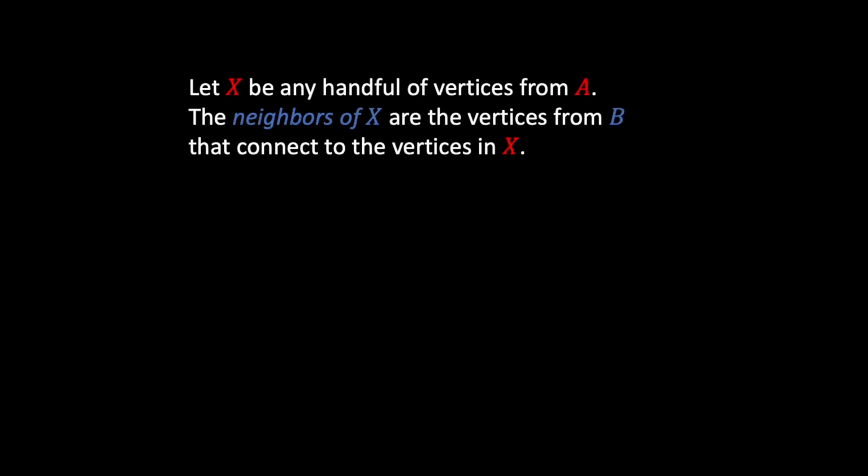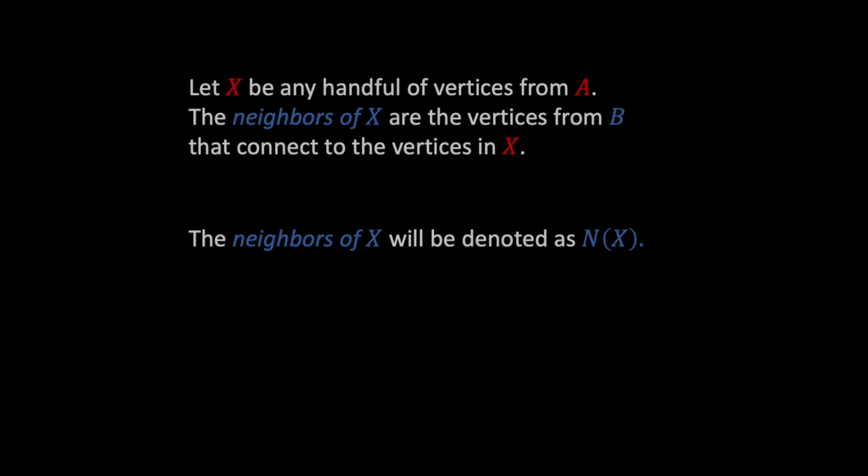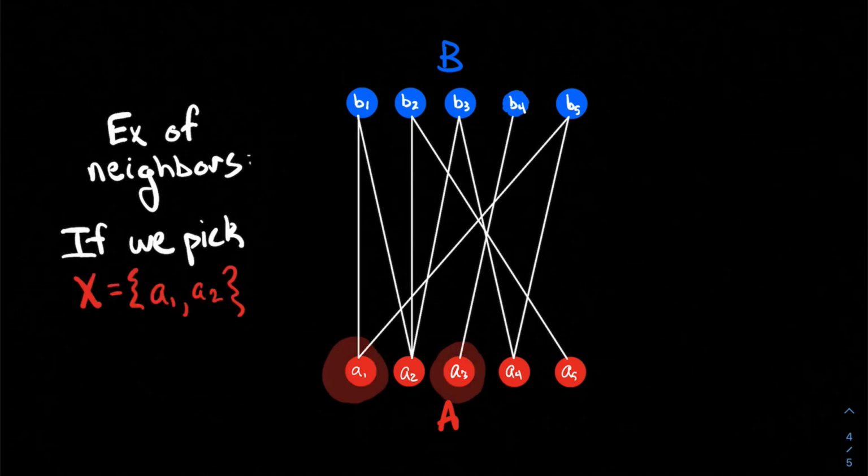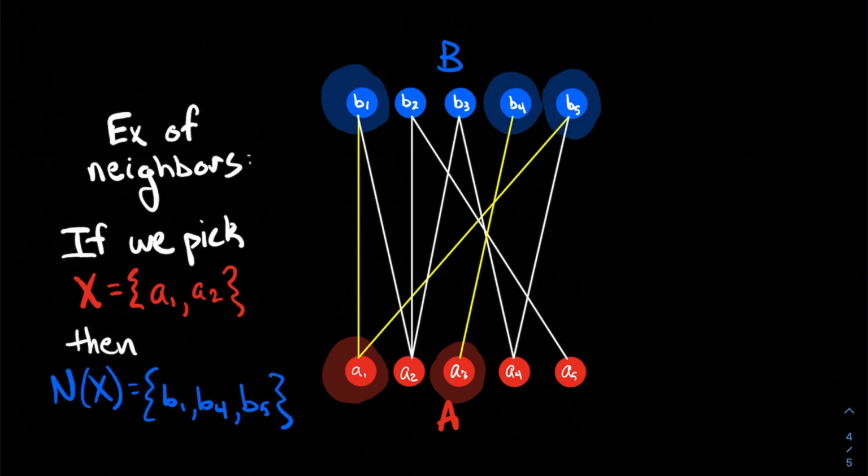Let X be any handful of vertices from A. The neighbors of X are the vertices from B that connect to the vertices in X. The neighbors of X are going to be denoted by N(X). Let's look at an example with a bipartite graph from earlier. So what if I just pick 2 vertices in my set X? Then I'm going to follow the edges to the corresponding B vertices, and those are going to be the neighbors.